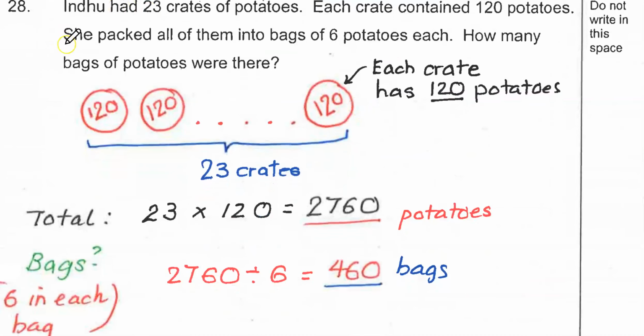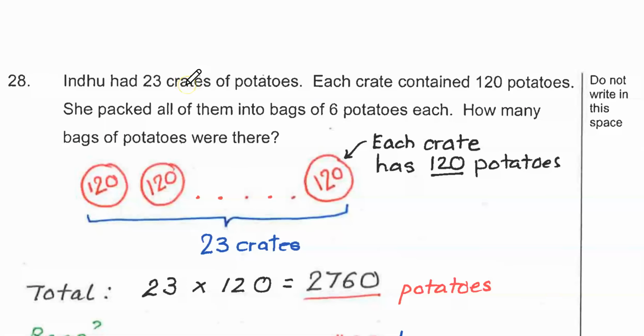Number 28. This guy has 23 crates of potatoes. Crates, just like boxes of potatoes. Now each crate contains 120 potatoes, so 23 of these 120. Now there is a total over here which you need to find out. So the total is 23 times 120.